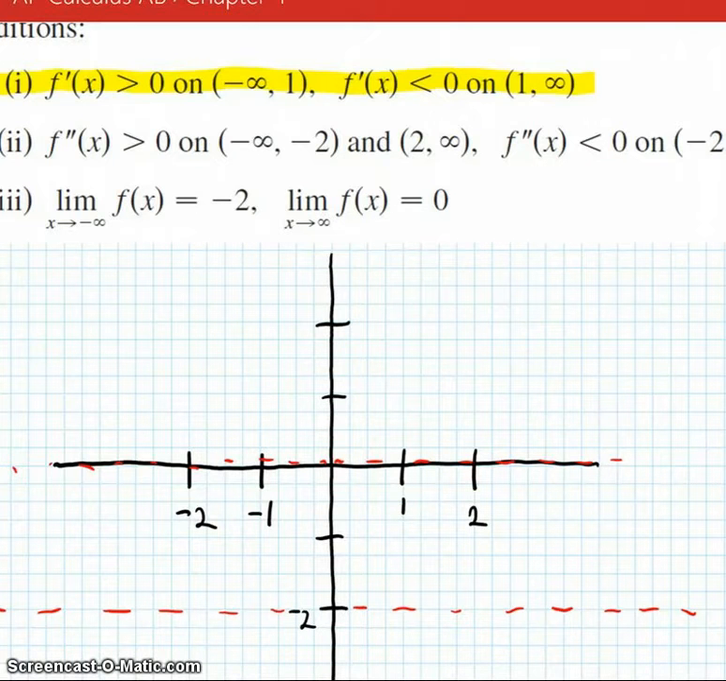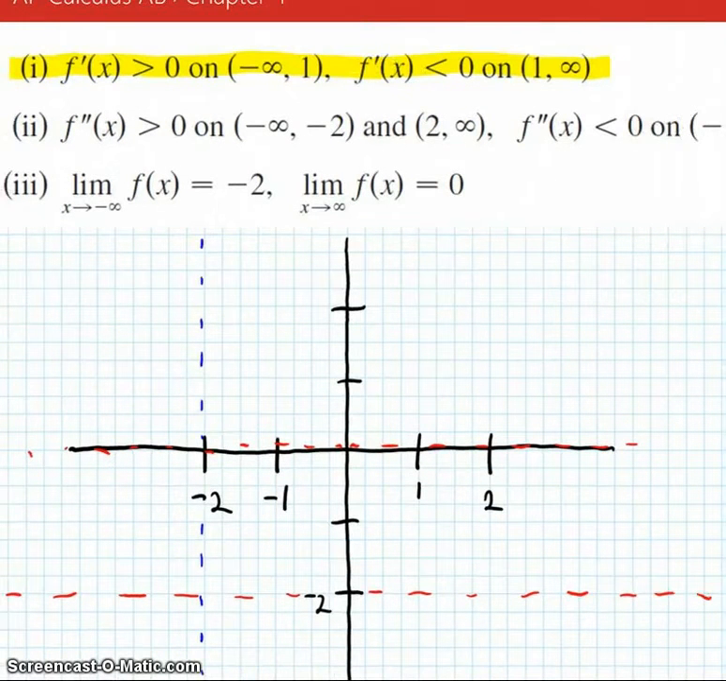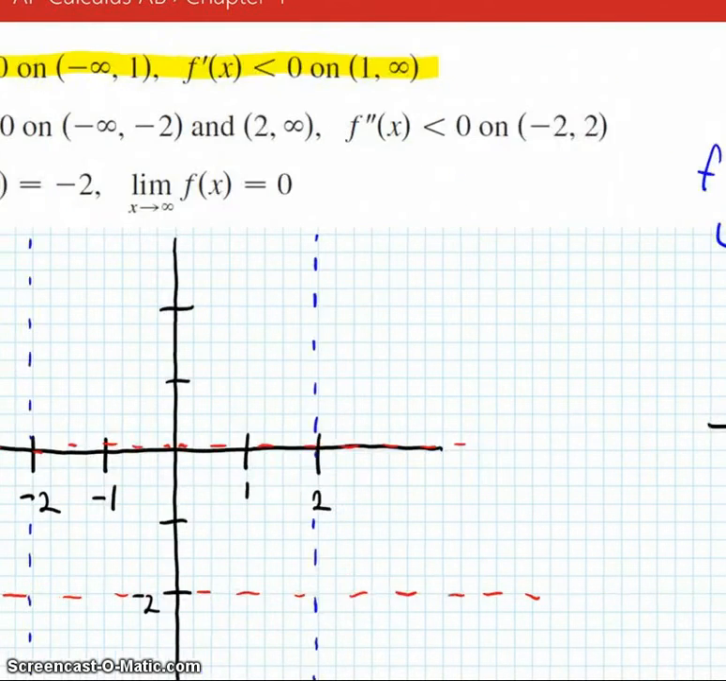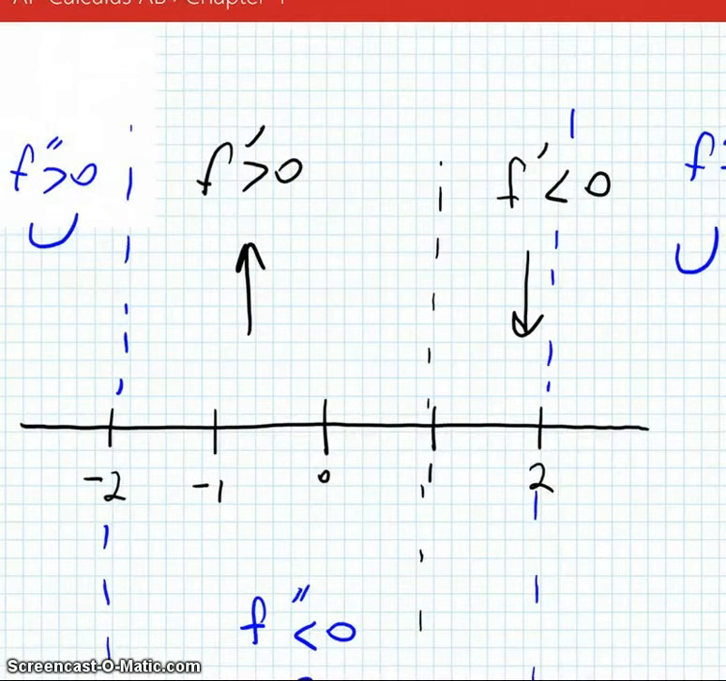We know the function should be increasing from negative infinity to 1, and we have a point of inflection at negative 2, so I'm going to draw that in here. I should have a point of inflection here, and then another point of inflection where I change concavity. Points of inflection are a change in concavity, so I'm switching from concave up to concave down between these two regions, and from concave down to concave up between those two regions. So negative 2 and 2 are points of inflection.